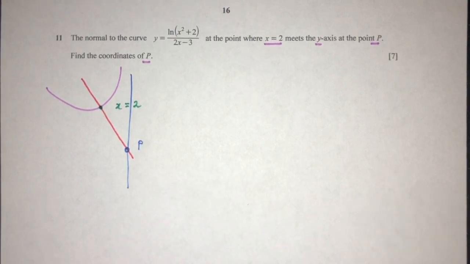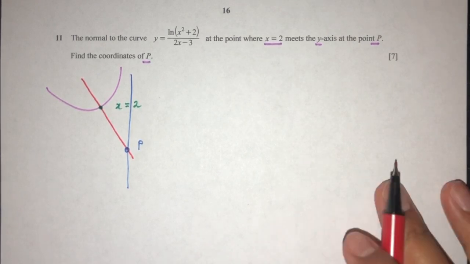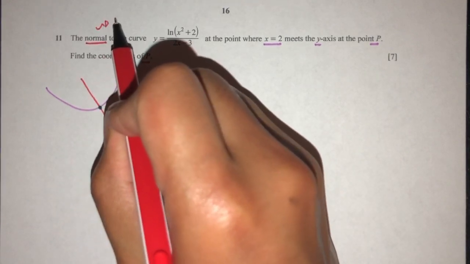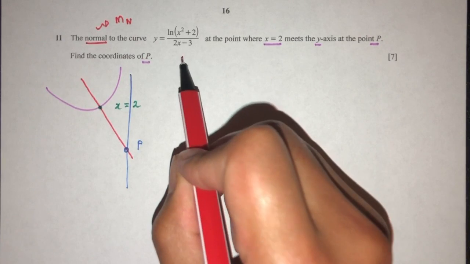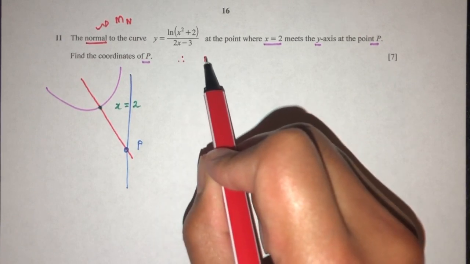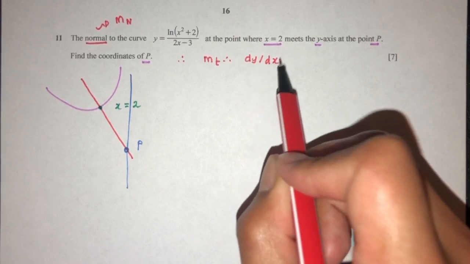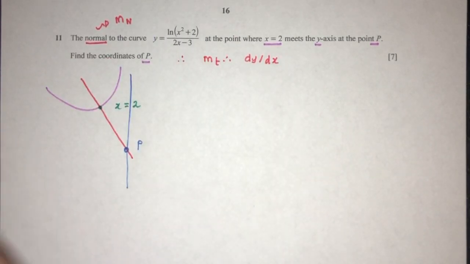So pretty easy. So this can be done how? So let's see. We must first find the equation of the normal. So to find the equation of the normal, we first have to find the gradient of the normal. But now we understand we can first find the gradient of the tangent, which is simply dy by dx. So here we have y. Let's find dy by dx by using the quotient rule.